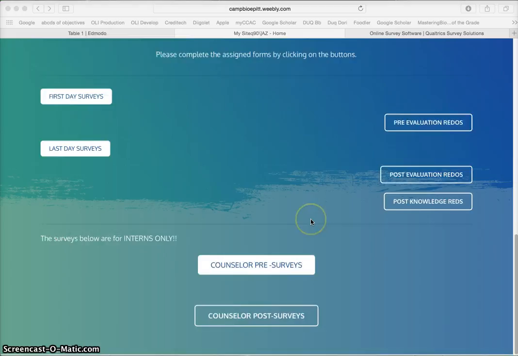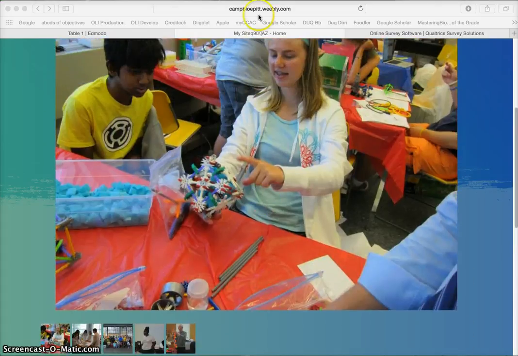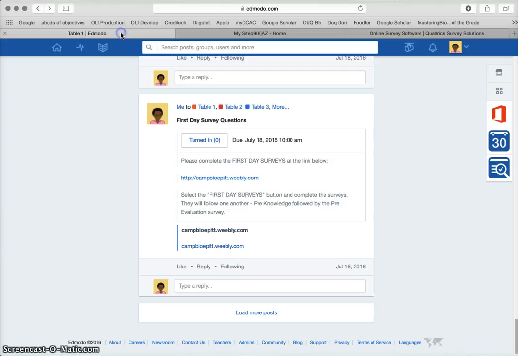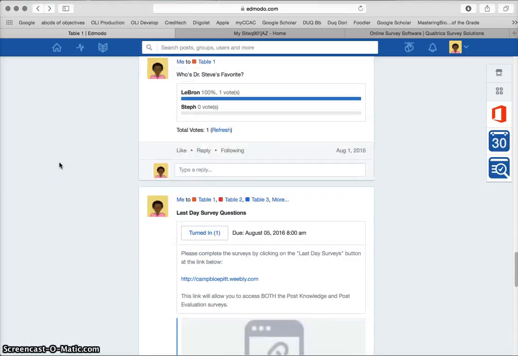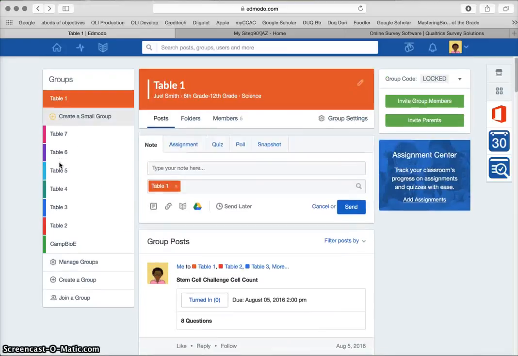And then lastly, for this page, our counselors also had to do pre and post surveys as far as their experience was concerned. And so I provided 2 links here for them as well, so they could go in and take their own surveys. So in general, that is the learning environment that was developed this year for CampBioE.